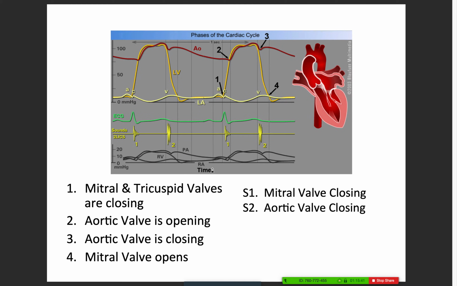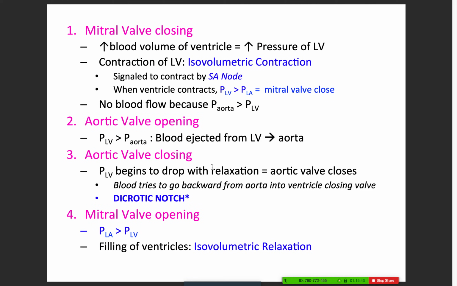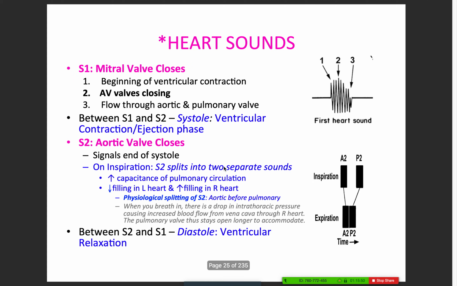All right, great. And so this is sort of just reviewing the same stuff that we've talked about before. When do the valves close? And I think we're pretty comfortable on that now. Our S1, we said before, is the sound of our mitral and tricuspid valves closing. Our S2 is the sound of our aortic valve closing, as well as our pulmonic valve.